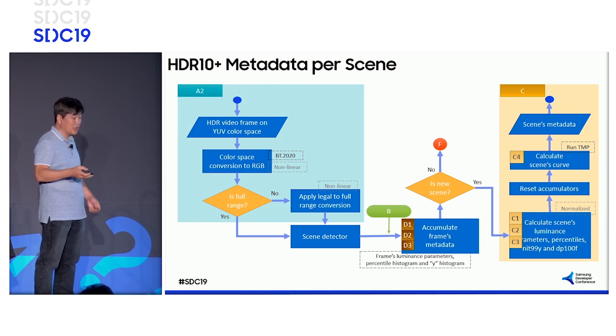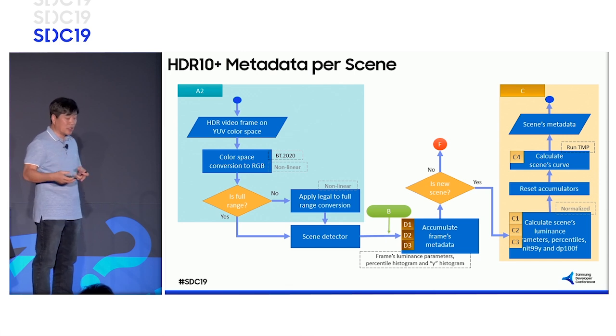same concept, and then the same concept per scene. The difference is that once you generate the statistic information, you need to accumulate it in order to make one representative statistic information for the scene. That is the step. That's why you need to accumulate the information.